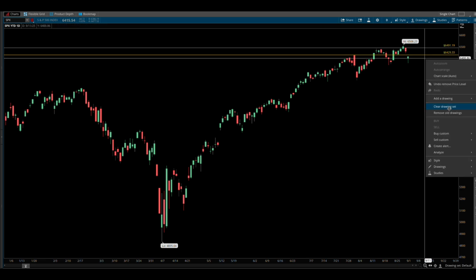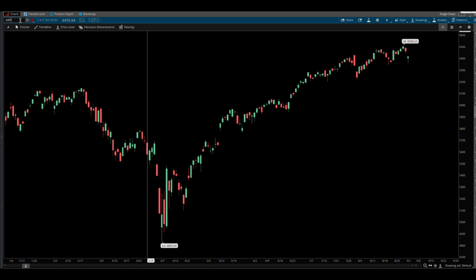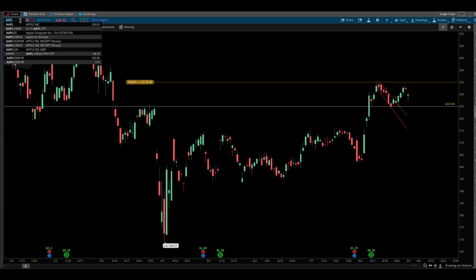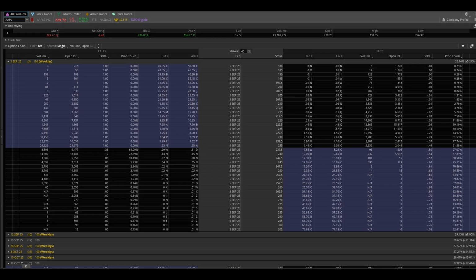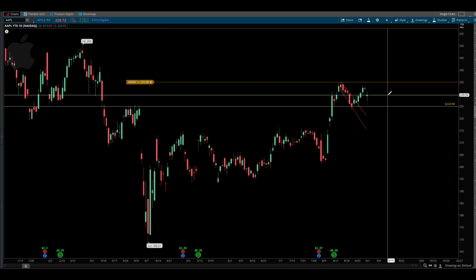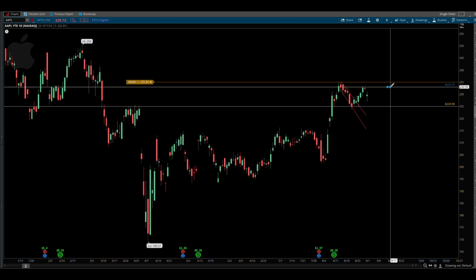So let's clear this. Let's go pull up Apple. Pulling up Apple, get it up here. I've got some other stuff on there. All right, Apple moving into the end of the week. We have an expected move of $5.27. Let's draw on here. So an expected move of $5.27.